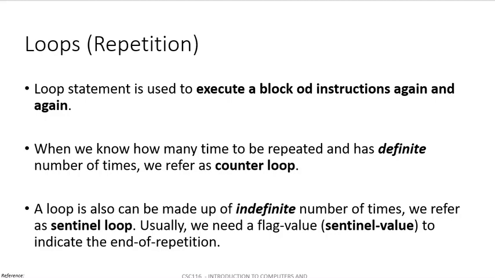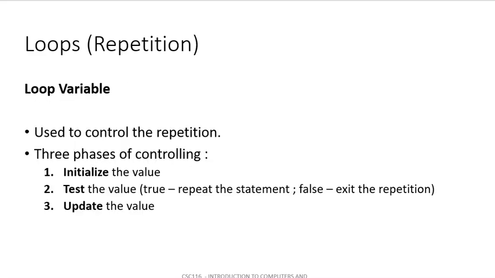So the loop depends on the sentinel value or flag value, which is known as a sentinel loop. Kalau loop tu bergantung kepada satu nilai, cuma kita tak tahu berapa kali, indefinite number of times, itu adalah sentinel loop. Kalau yang sebelum ni, bila kita dah tahu berapa kali kita nak ulang, contohnya kita memang nak ulang 3 kali, itu kita panggil counter loop. Dan dia adalah bergantung kepada definite number of times. Hopefully you are clear about that.